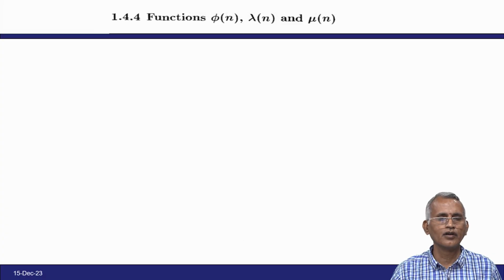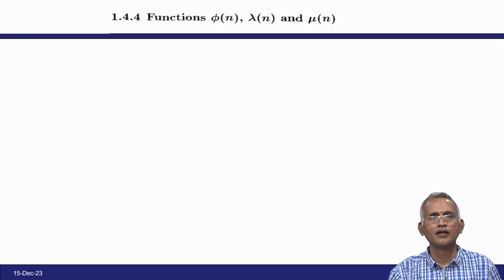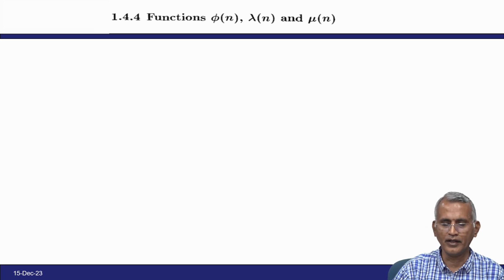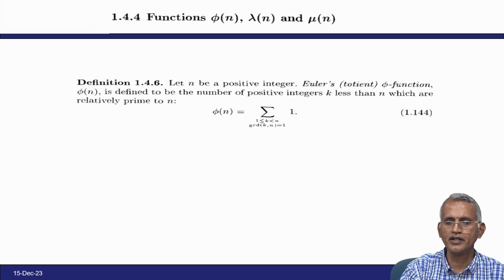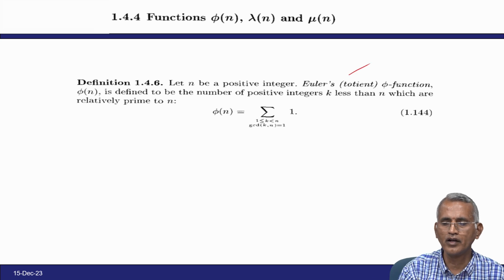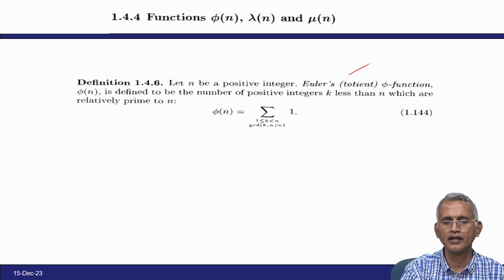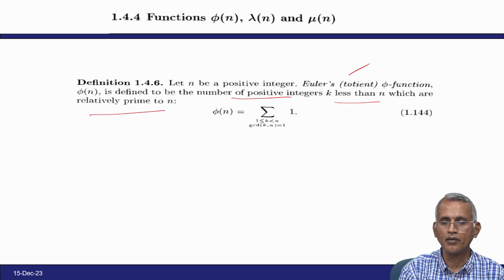Now we have to continue the tau of n, sigma of n, s of n, followed with phi of n, lambda of n and mu of n. Let n be a positive integer, then the Euler totient function phi of n is defined as the number of positive integers k less than n which are relatively prime to n.